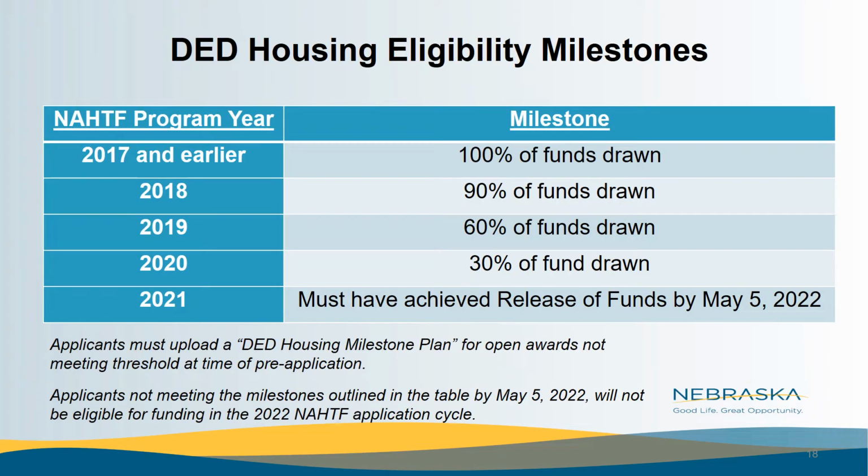If applicants have any open Nebraska Affordable Housing Trust Fund awards, these awards need to meet the milestone thresholds given on the table by the time of the pre-application due date of March 3rd. If the milestones will not be met by March 3rd, the applicant must upload to the pre-application their DED housing milestone plan outlining how previous trust fund housing awards will be in compliance with the milestones by the date of full application of May 5th.